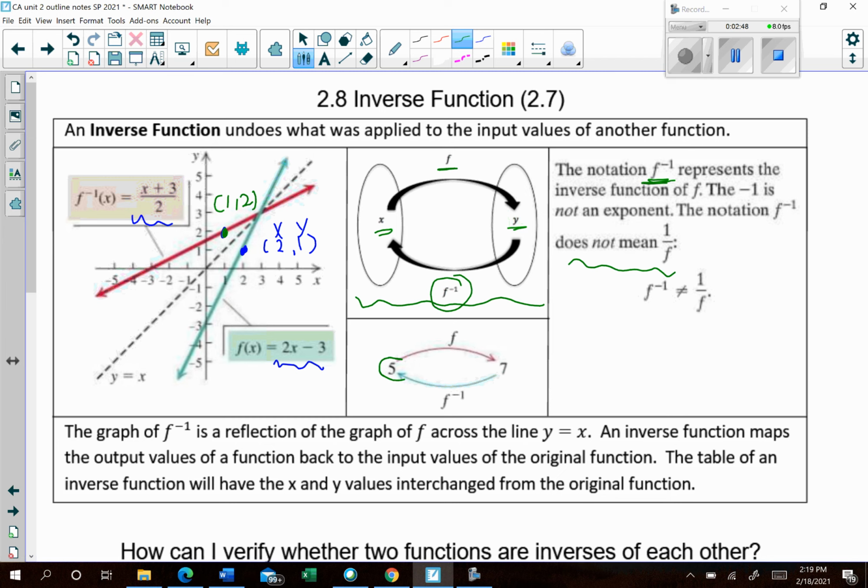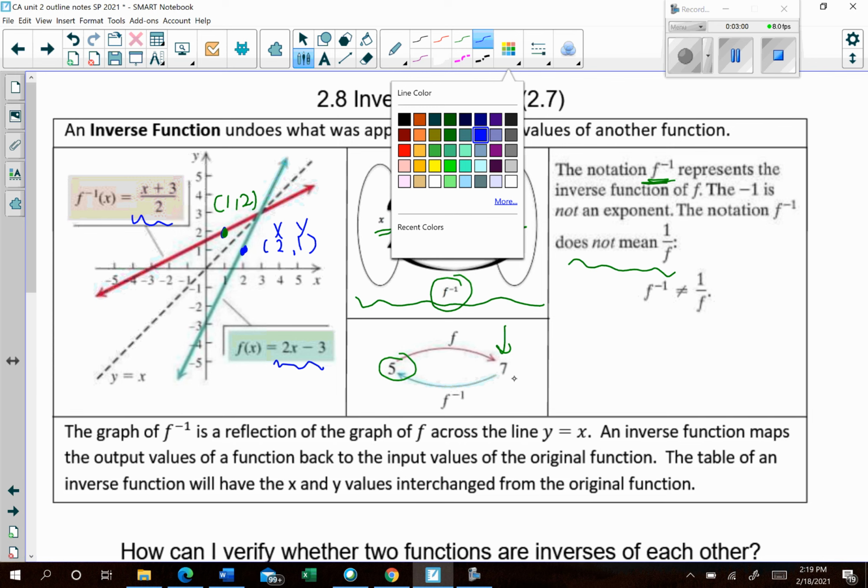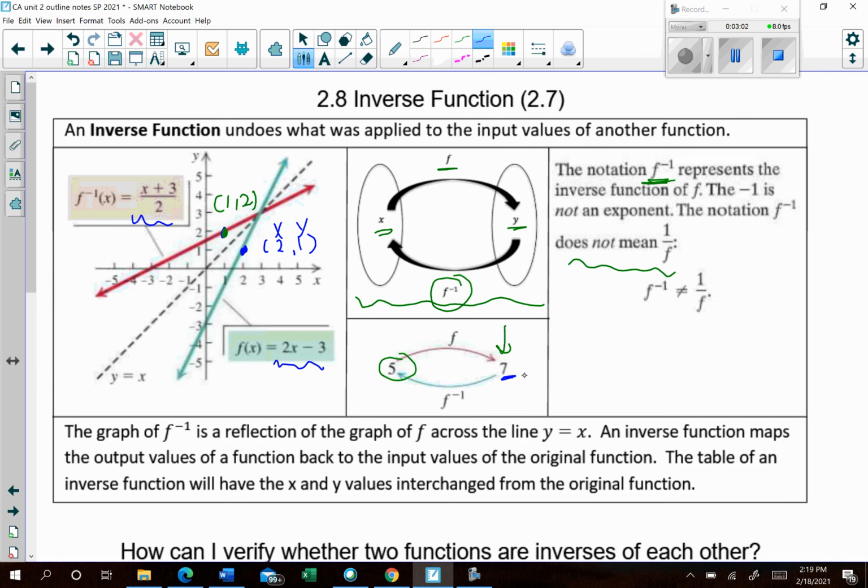So here's one more example. If you plug 5 into the original function right here, 5 times 2 is 10, and 10 minus 3 is 7. So it takes you to a 7 over here. Now if you take 7 and plug that into the inverse function up here, 7 plus 3 is 10, and 10 divided by 2 takes you right back to a 5.